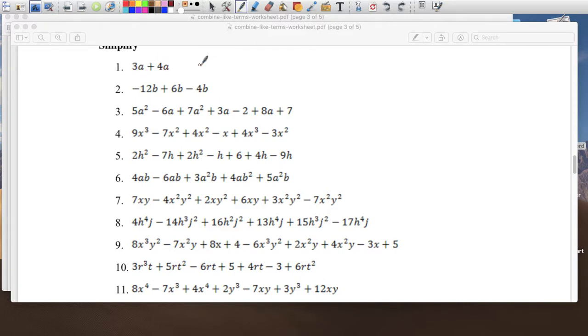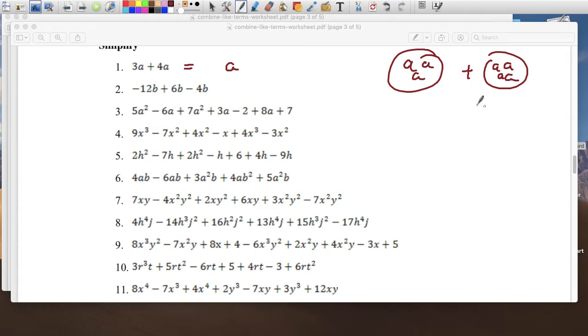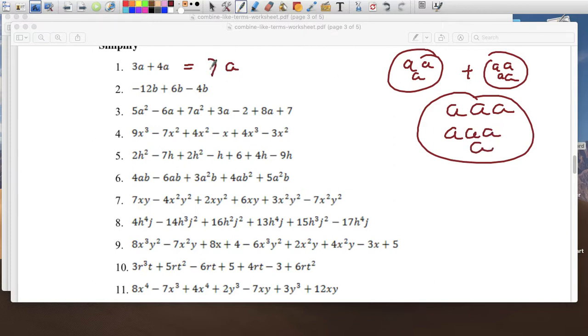So 3a and 4a, they're both a, so I know it's going to be something a. So imagine, just draw that out. I have 1, 2, 3 a's here, and then I have 1, 2, 3, 4 a's over here. So if I put them together in the same bag, obviously I'm going to have 7 a's. And this is positive, and they're both positive, so no big deal there.